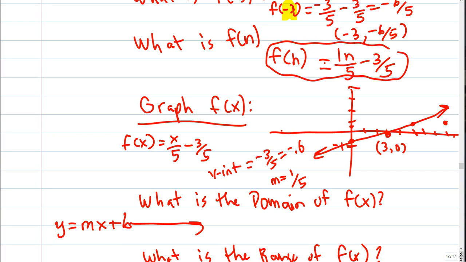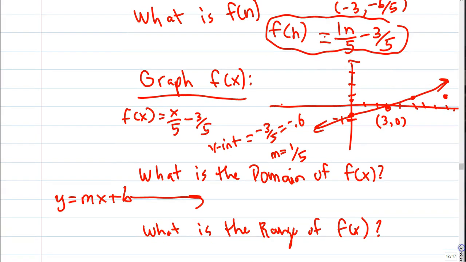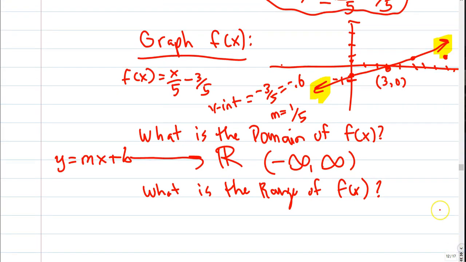All right, what is the domain? Well, this is a linear function, right? What is the domain of linear functions? How can I tell visually? Well, look, the graph goes left forever, the graph goes right forever. Therefore, negative infinity to infinity. What is the range? Well, the range of the y values goes up forever, down forever. So the range is also all real numbers, from down forever to up forever.